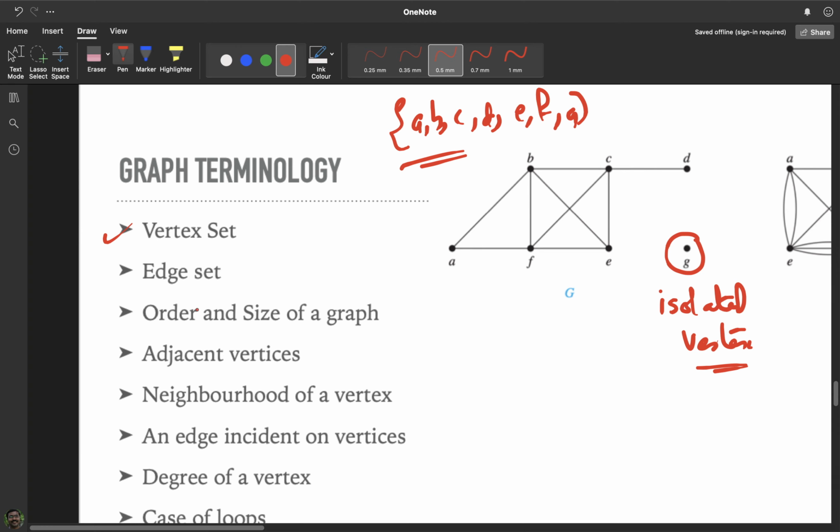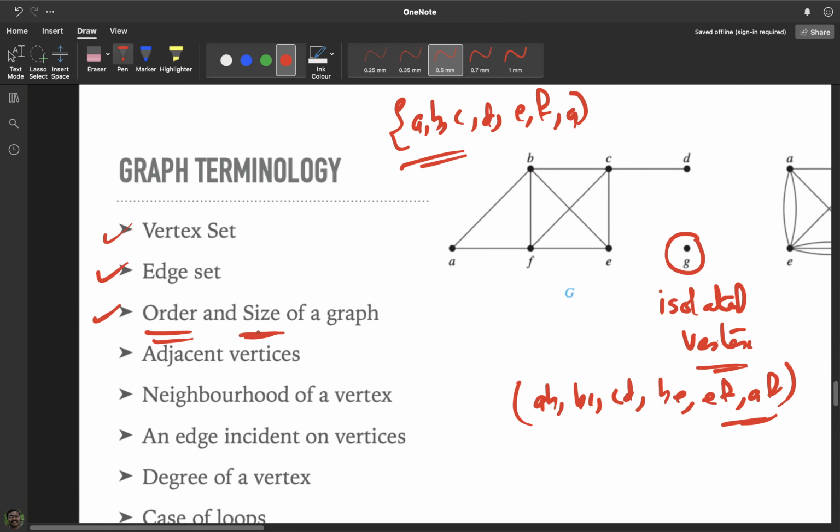Now I hope you understand what an edge set is. Here the edges are not labeled, so I can write the edge set simply as: AB is there, BC is there, CD is there, BE is there, EF is there, AF is there. So this is the edge set. We have already discussed the order and size of a graph. Order is the number of vertices of the graph, and size is the number of edges of the graph. Now what do we mean by adjacent vertices? Adjacent vertices are those vertices which are connected by an edge.